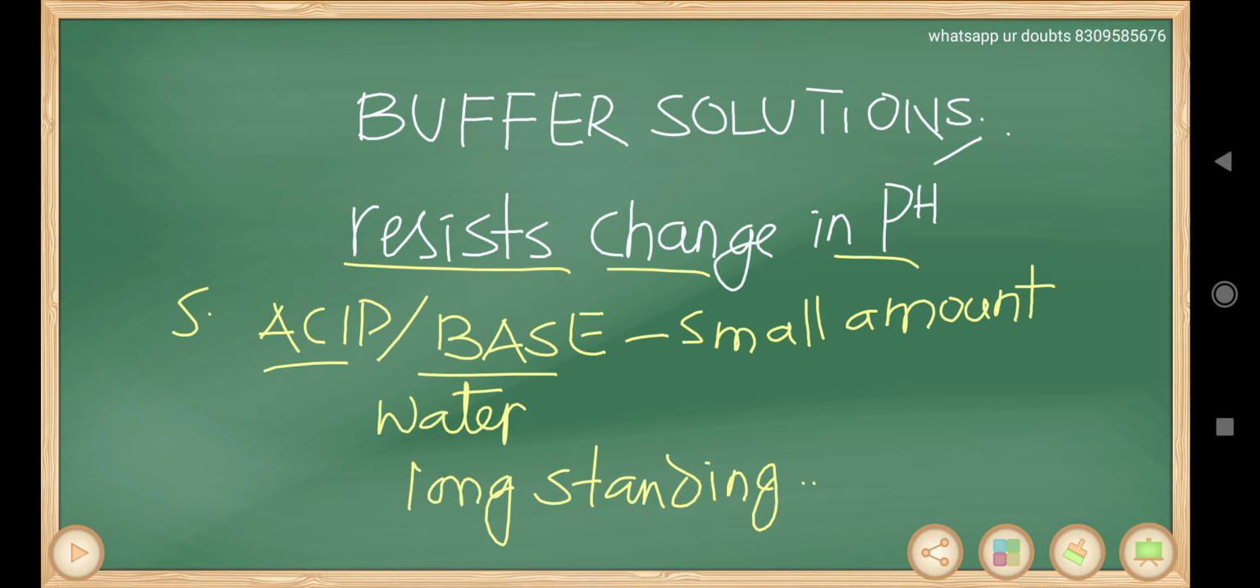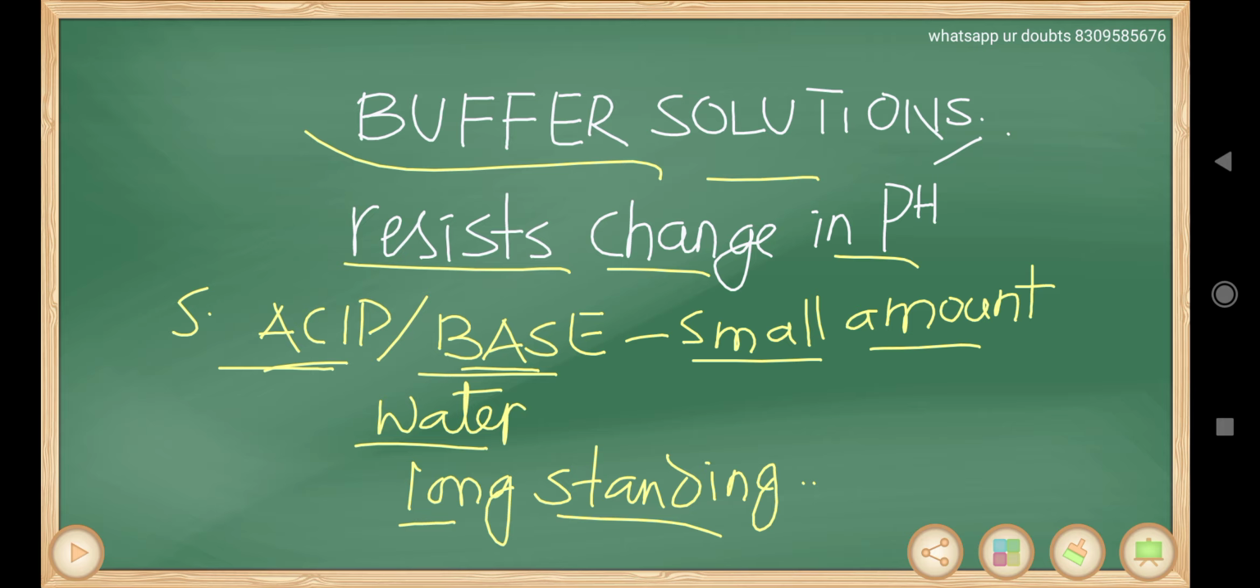A buffer solution resists change in pH on addition of strong acid or strong base in small quantities, or on addition of water, meaning dilution, or on long standing. Whether it is long standing, water addition, or a small amount of acid or base, the solution's pH is not going to be affected. In such cases, that particular solution is called a buffer solution. In this class, we'll discuss types of buffer solutions and working of buffer.